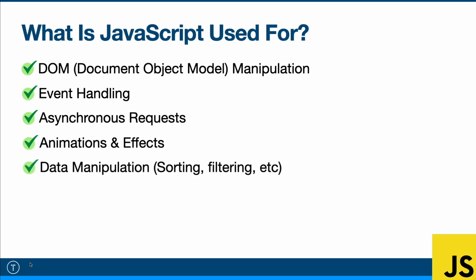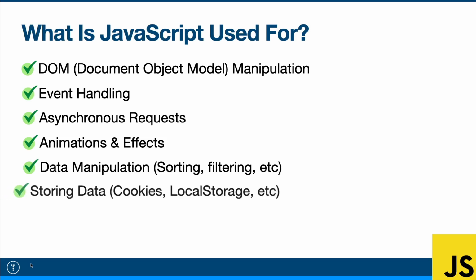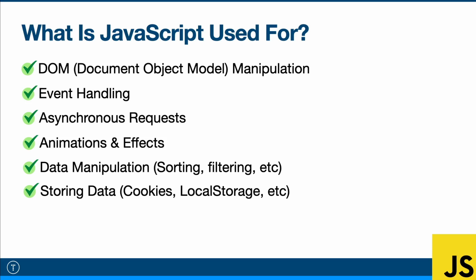Now, data manipulation, which is the process of modifying or transforming data, can be done with JavaScript because it's a full-featured language with data structures like arrays, and this allows us to sort, filter, and aggregate data. So there's all kinds of powerful array methods that we can use, such as map, filter, reduce, and we're going to get into all of these later on. So JavaScript can also be used to store data on the client or in the browser using things like local storage, session storage, and cookies.